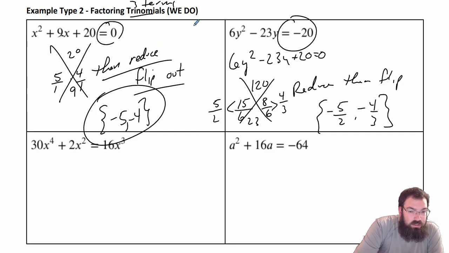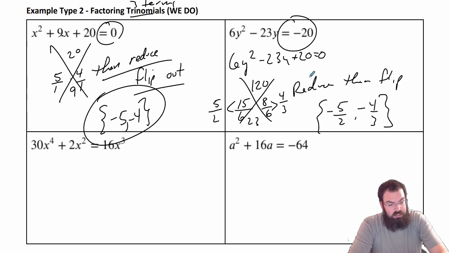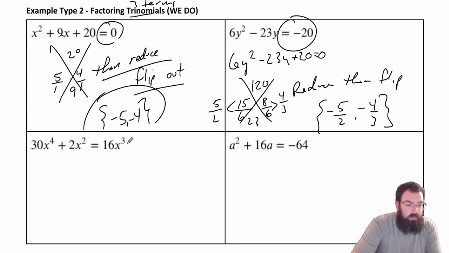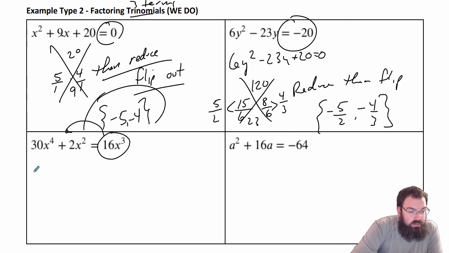Alright, not that hard. It's not that bad. Couple more steps, but that's all we're doing. Alright. Let's do this one. Make this, bring it over. So I get 30x to the 4 minus 16x to the 3 plus 2x squared equals 0.